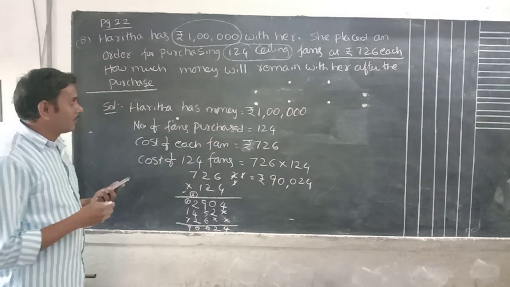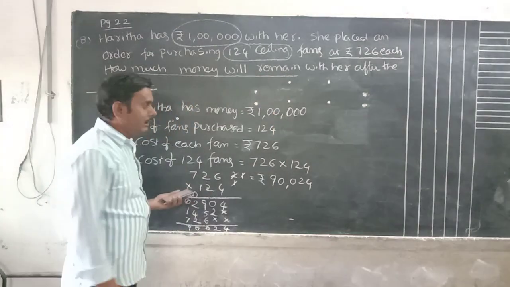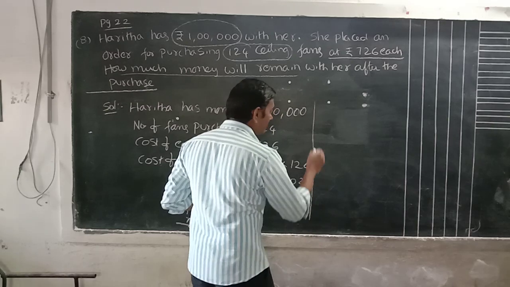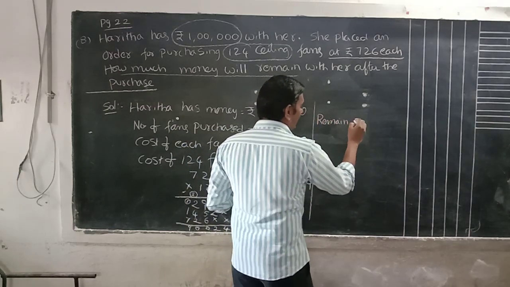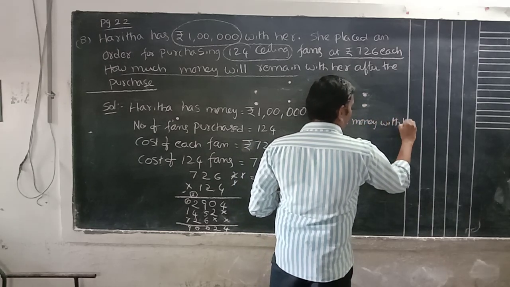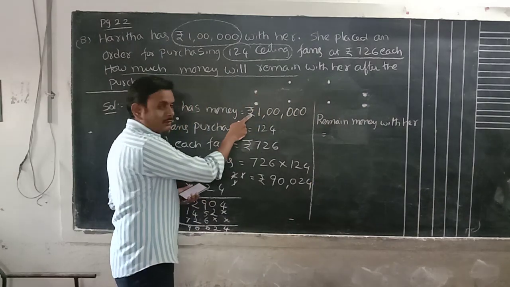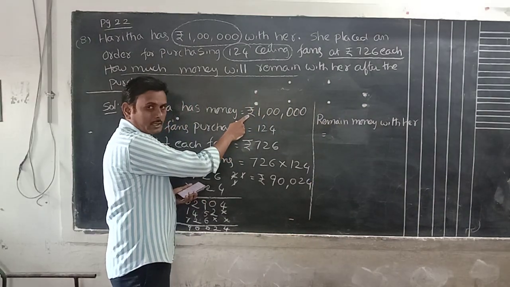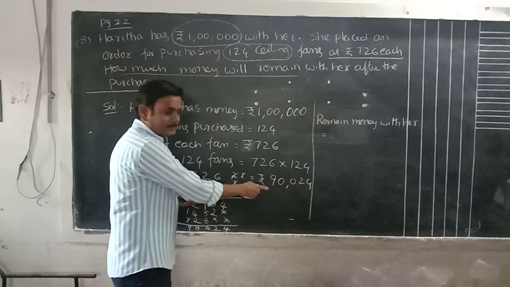Now I want to know how much money will be remaining. Remaining money with her equals how? How can we calculate it? Subtract the total amount we have to use first, then the money she already spent. Okay, how do we subtract this money?